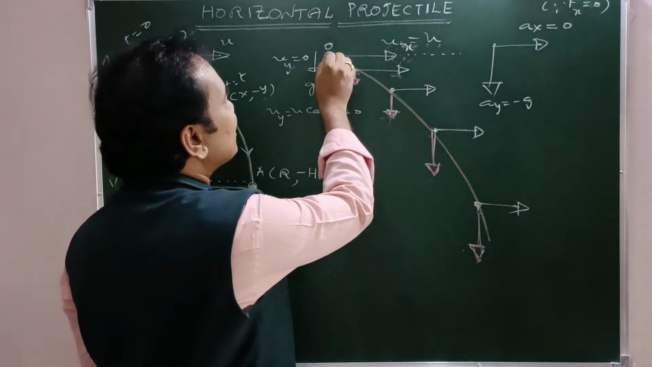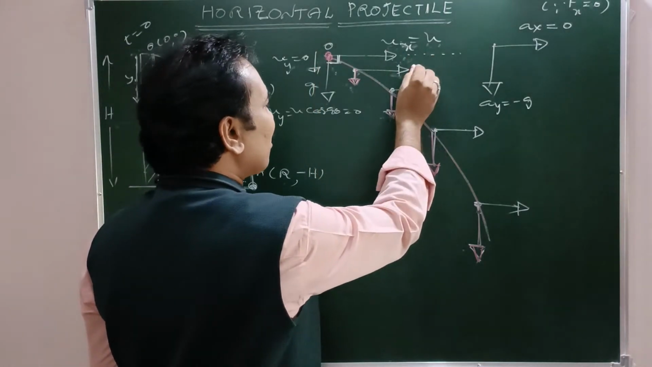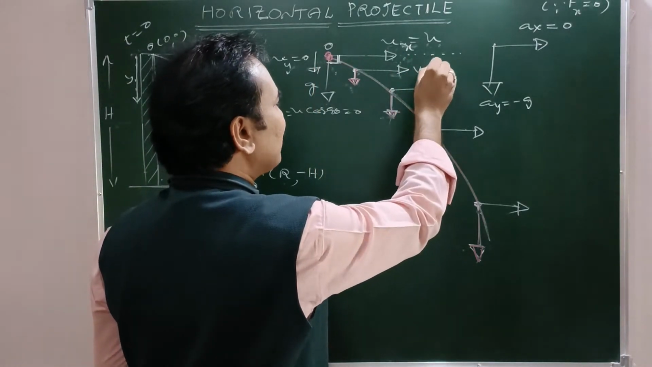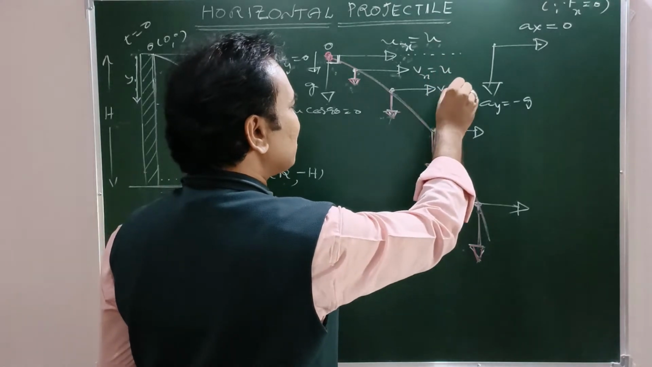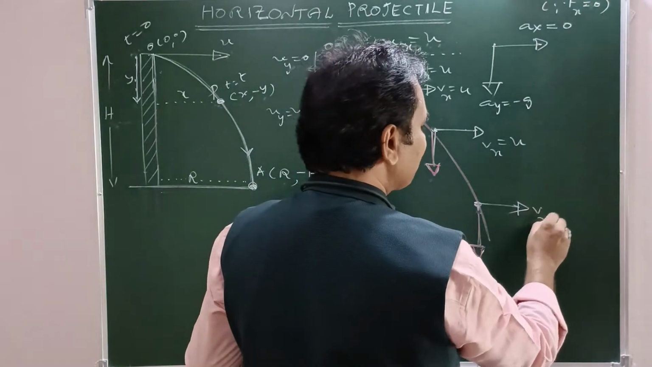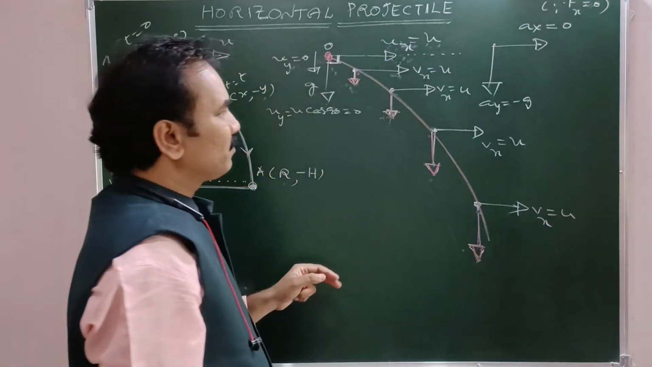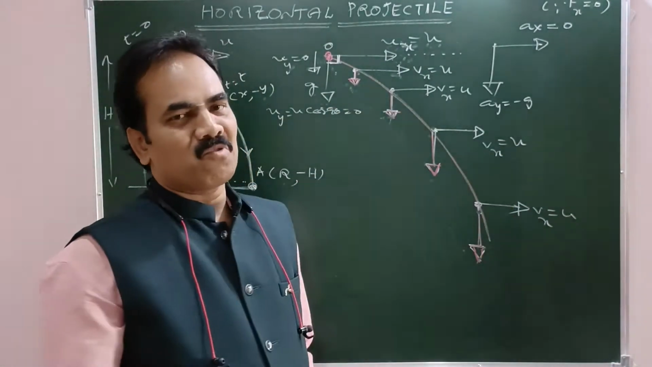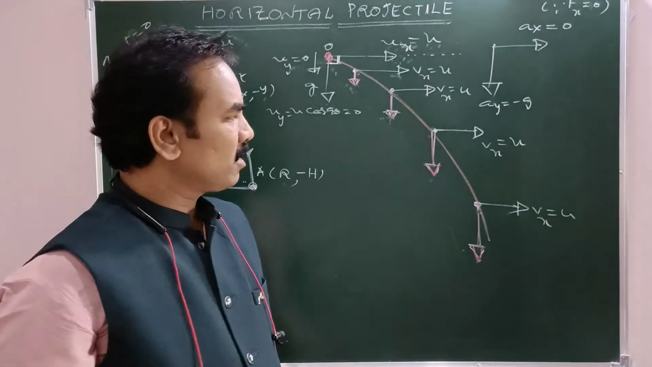So what is the horizontal velocity here? Ux, that is u. Here also Vx is u only. Here also Vx is u only, and at every point Vx is u only. So horizontal motion is uniform motion.